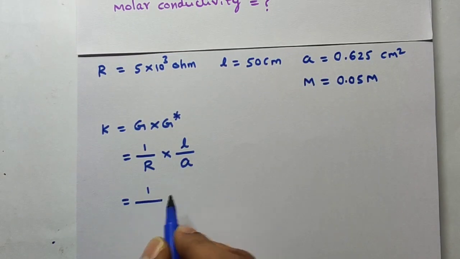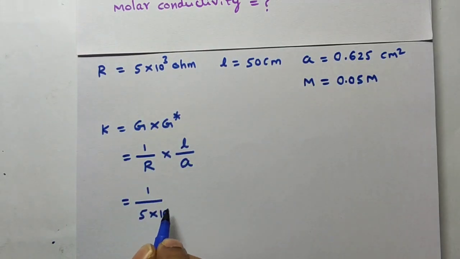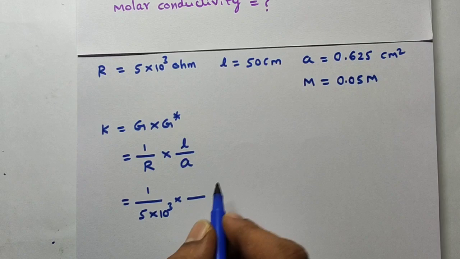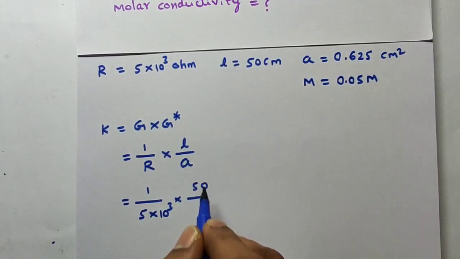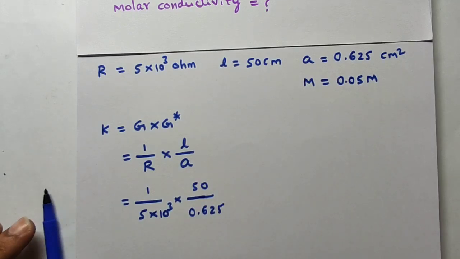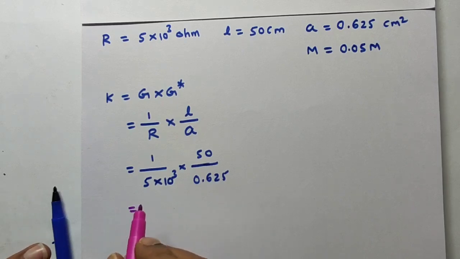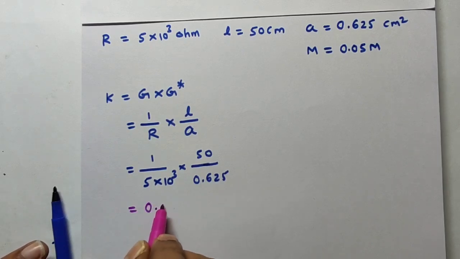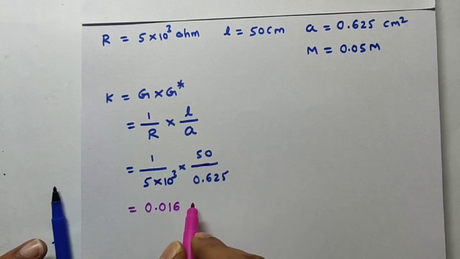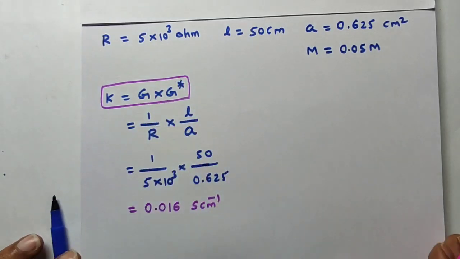What is the resistance given in the question? 5 into 10 power 3, into length 50 centimeters, and area of cross section 0.625. If you do this calculation, we will get the answer 0.016 Siemens centimeter inverse. So this is for conductivity. Next, what do we have to find out?